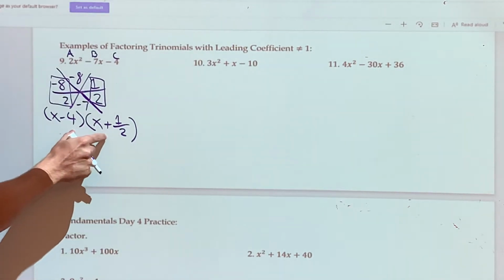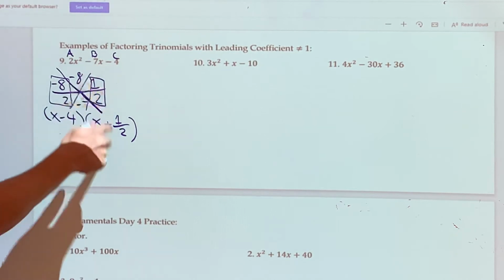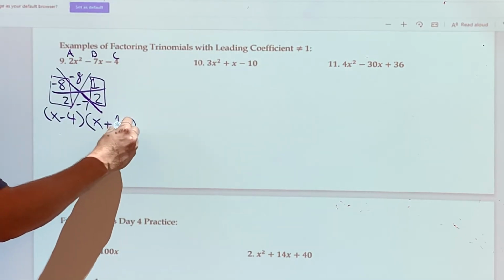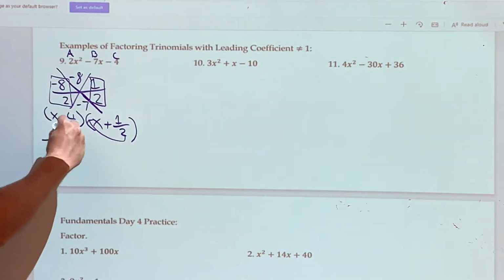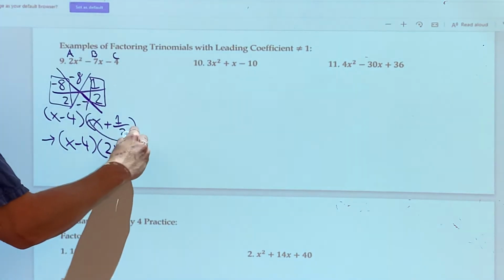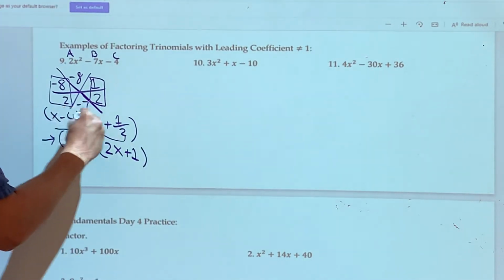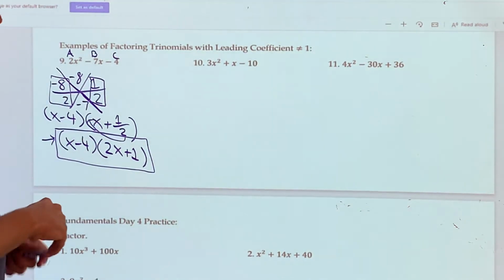But here's the deal. If you were to multiply these two together, you would not get this original trinomial. So what you have to do is whenever you have a fraction, you have to kick the denominator in front. And so your final answer is going to look like this. It's going to be x minus 4 times now 2x plus 1. And there you go.